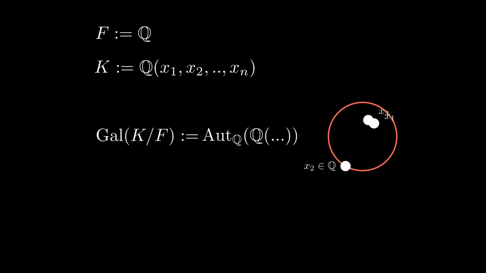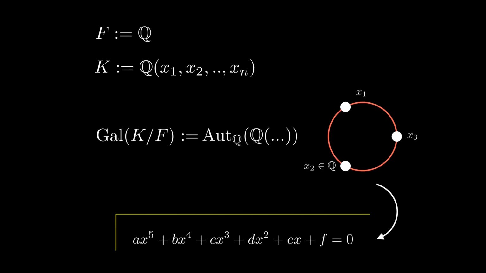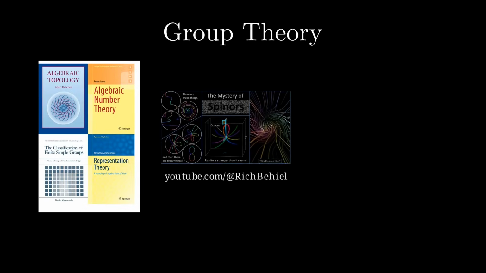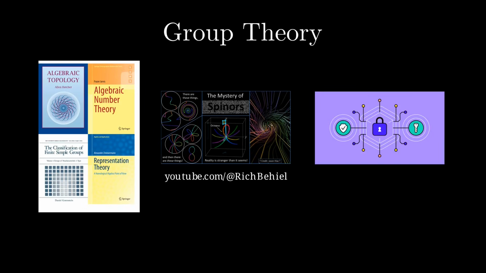This was the first time anyone had used the idea of symmetries of permutations to settle a problem in algebra. That insight not only solved the quintic mystery, but also laid the foundations of modern group theory, which today appears everywhere in mathematics, physics, and even cryptography.